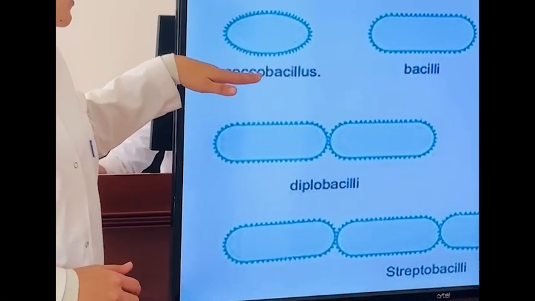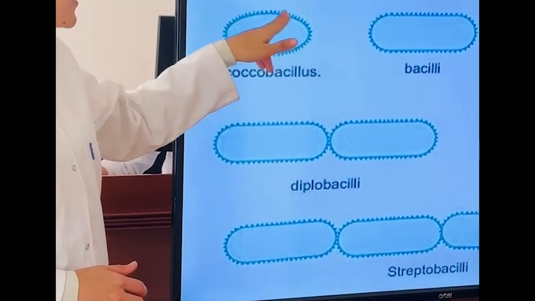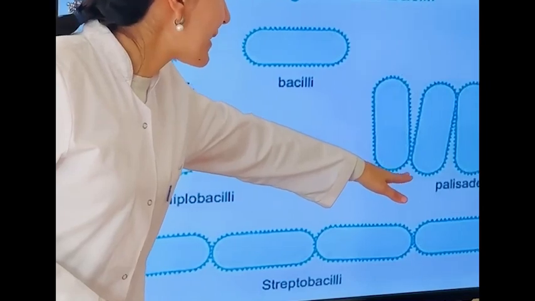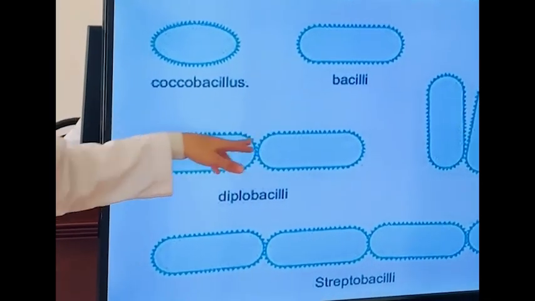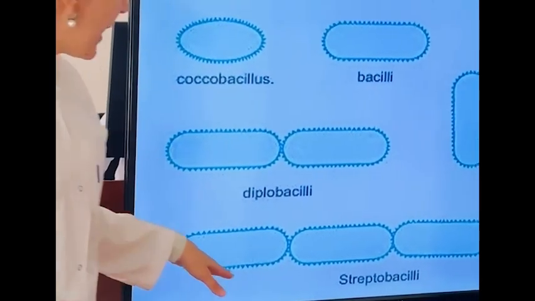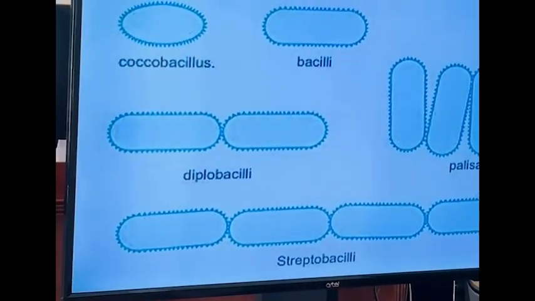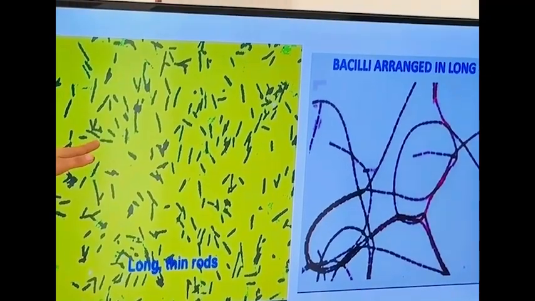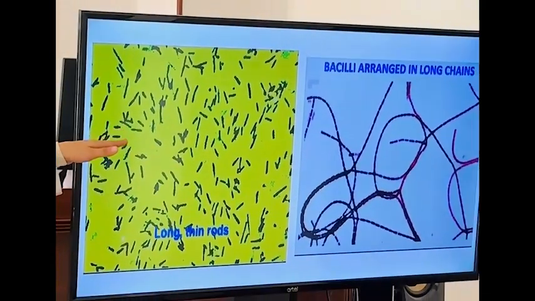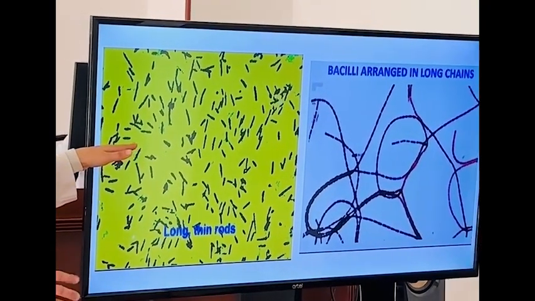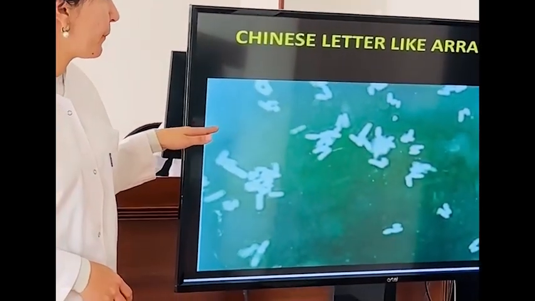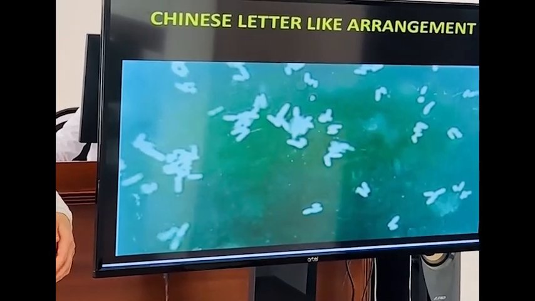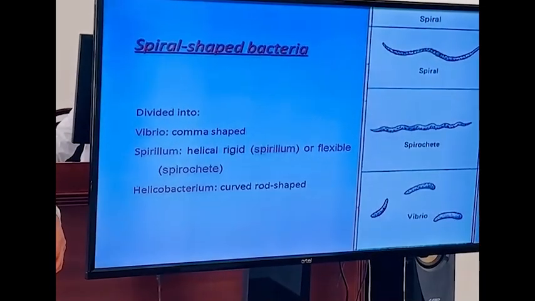Okay, here, for example, the Coccobacillus shape, remember our Coccobacillus and Bacillus and palisades and Diplobacillus. Here we can see 2 Bacilli and Streptobacillus. And here we can see under the microscope how these bacilli and shapes are located, and we can see the shapes of these bacteria, the bacillus shapes, under the microscope.